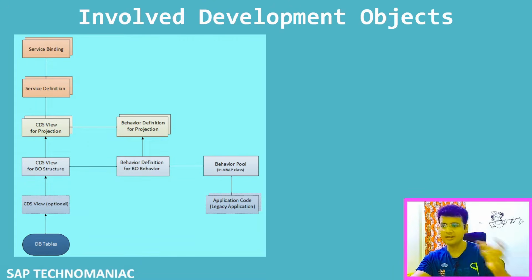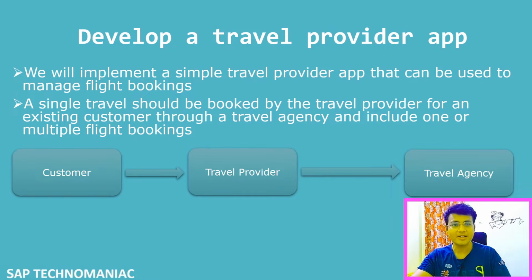application when we create it. In this application which we are going to create, we will focus only on the managed scenario. So what application are we going to create? We are going to create a travel provider application. In this case, you can see one is the customer, one is the travel provider, and one is the travel agency. We want to create one application for the travel provider.